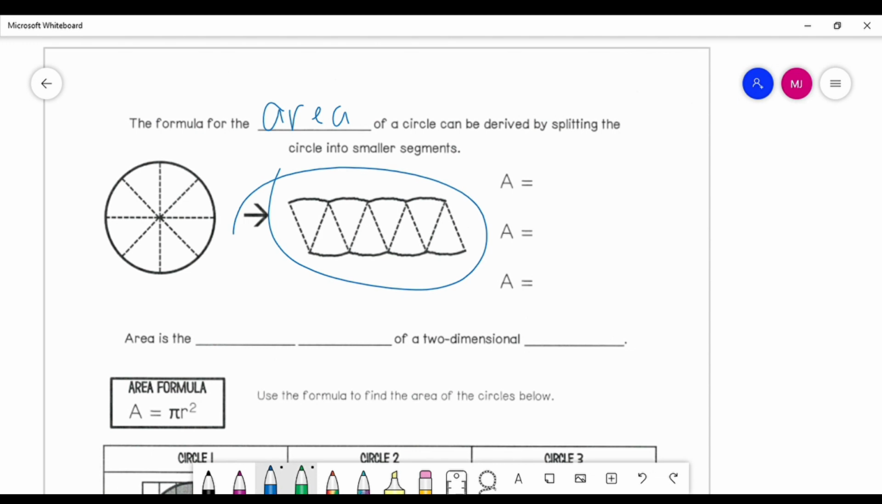So, notice that these sides are tilted, but they're parallel to each other. Those lines, if they were continued, would not intersect. And then this is also like that. So, here's the thing. We don't know this yet because we haven't studied it, but the area of a parallelogram is just base times height, which is like a rectangle, length times width. And so, what is the length? What part of the circle is that?